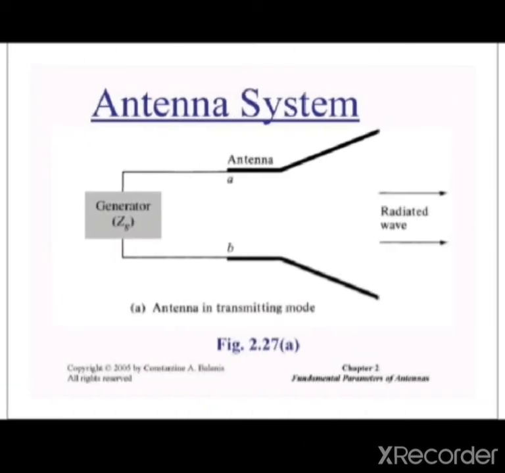This is the input impedance. Take this as the antenna system, radiating a wave like this. Here, a one-dimensional wave is transmitted through the transmission line and passed through the antenna. What is an antenna? An antenna acts as a transducer: one form of energy should be converted to another form of energy.